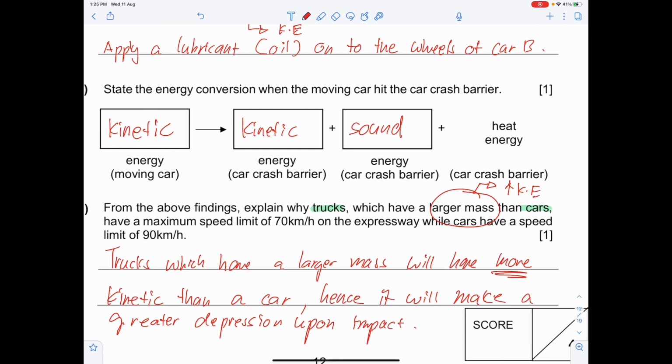Okay, so the impact depends on what you're hitting. It could be a car, it could be a wall, it could be a fence. Alright?